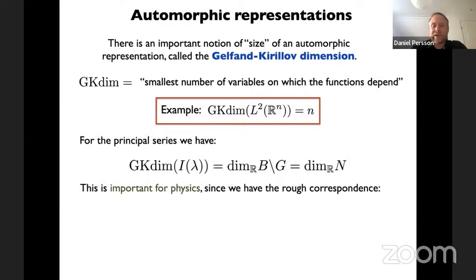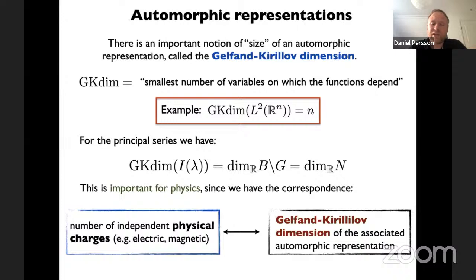For the principal series, the Gelfand-Kirillov dimension is like the dimension of G mod the Borel, which is also the dimension of the upper triangular matrices known as the unipotent radical. I'm stressing this because in the physical interpretation, you have a rough correspondence that the Gelfand-Kirillov dimension is related to the number of independent physical charges. So in the SL2 example that we had before, the Gelfand-Kirillov dimension of the principal series is just the dimension of the upper triangular matrices with just one entry. So that's one dimensional. And also in the Fourier sum, the sum over instanton charge is just one dimensional. So it's a simple realization, but it holds more generally.